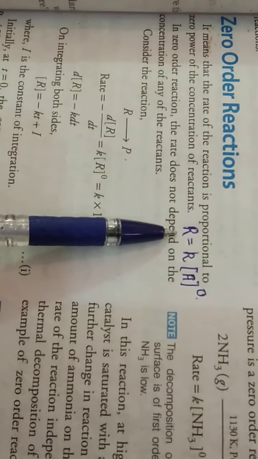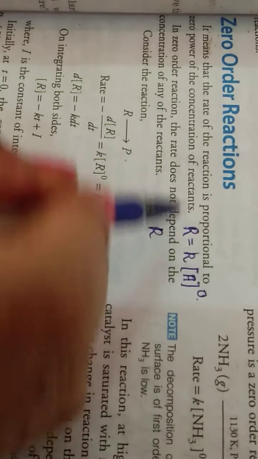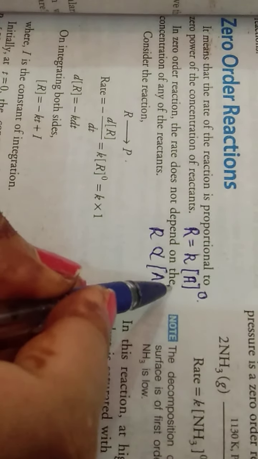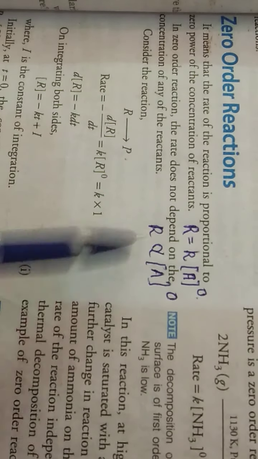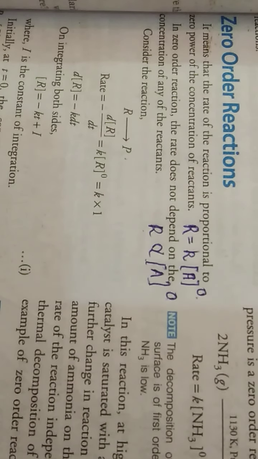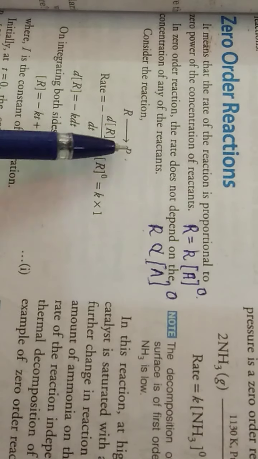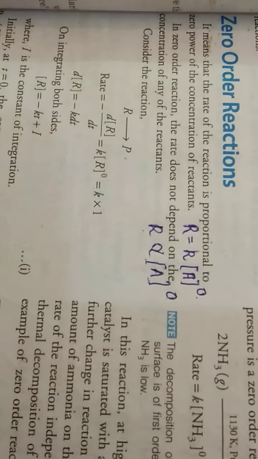So when the rate of reaction is directly proportional, you can simply write it in terms of this definition: rate is directly proportional to the concentration of A raised to power 0. Here the rate is directly proportional to the concentration of the reactant raised to power 0. So this is basically a zero order reaction. Now children, we will say that for zero order, the rate does not depend upon the concentration of any of the reactants.